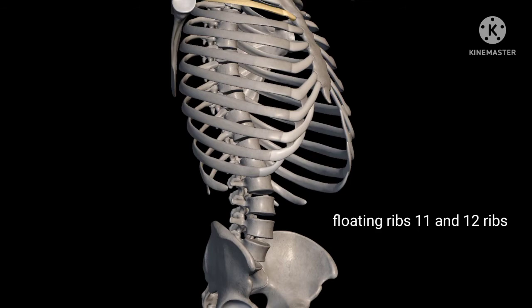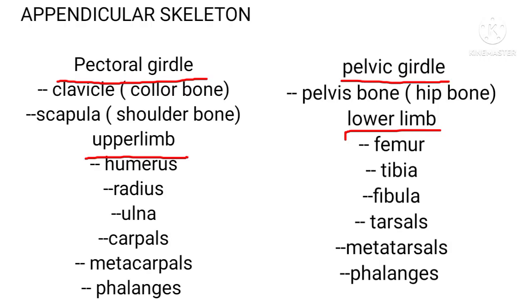Now the parts of the axial skeleton are finished here. Let's start the appendicular skeleton now. That consists of the pectoral girdle. The pectoral girdle consists of the bones like the clavicle and scapula. Clavicle is the collarbone and scapula is the shoulder bone. Then the upper limb consists of the humerus, radius, ulna, carpals, metacarpals and phalanges. Similarly, the pelvic girdle consists of the pelvis bone and the hip joint. Now the lower limb consists of the femur, tibia, fibula, tarsals, metatarsals and phalanges.